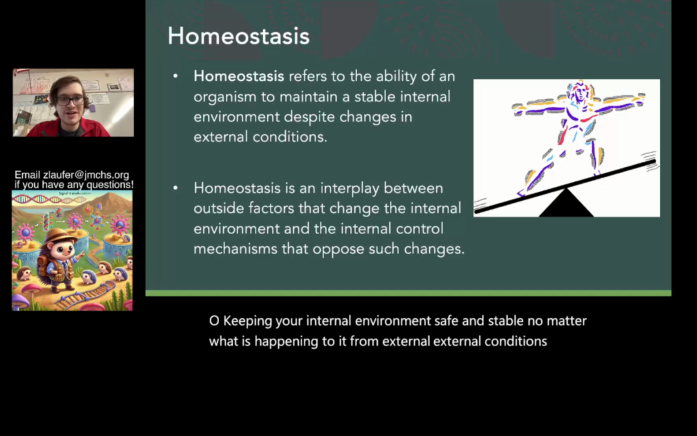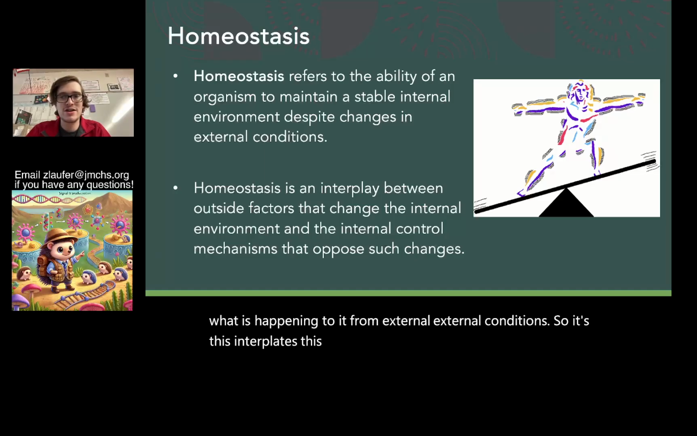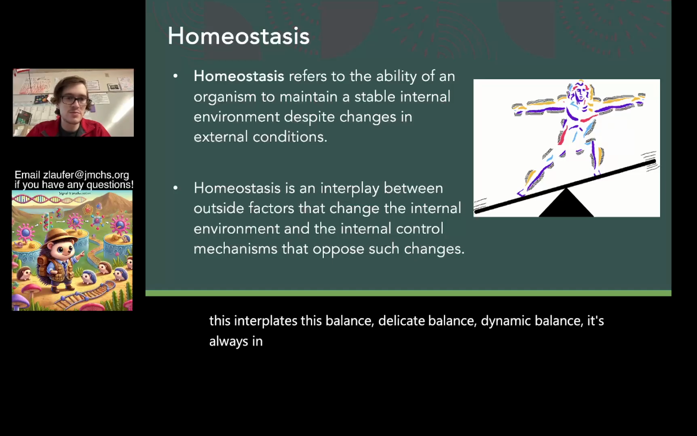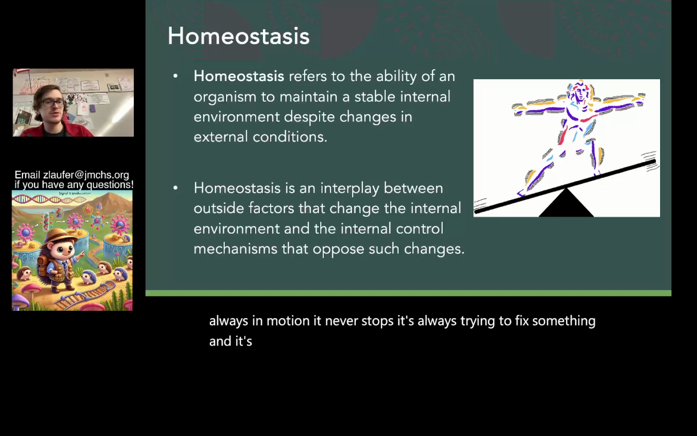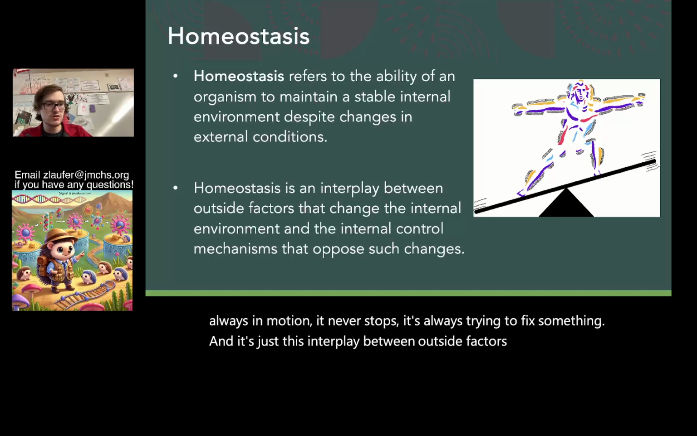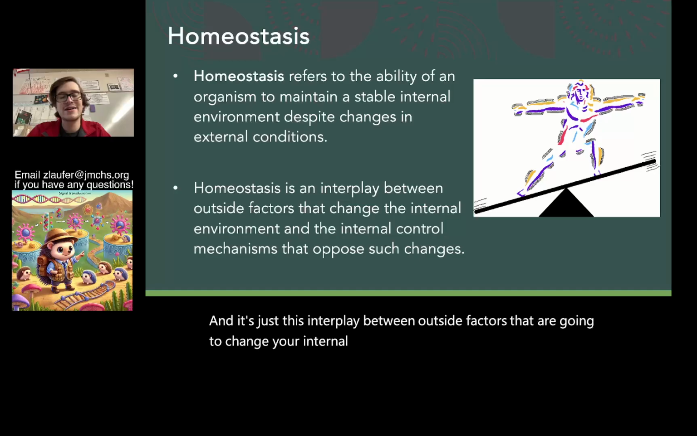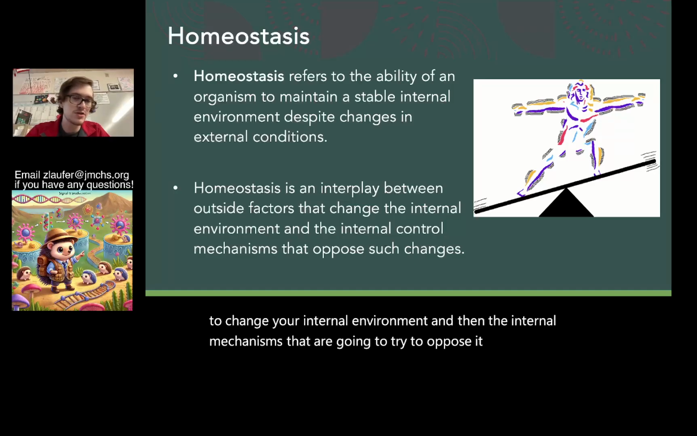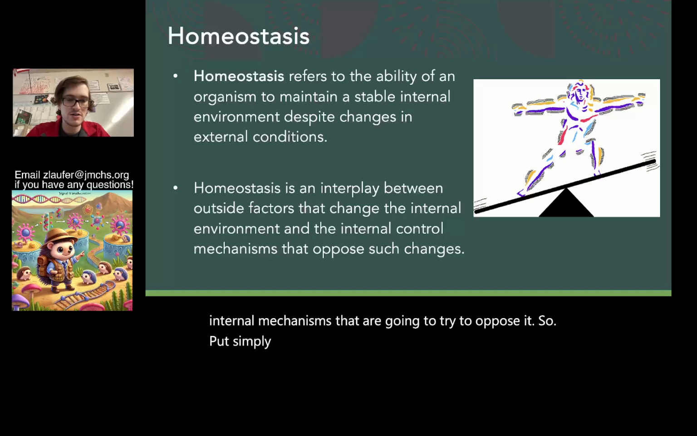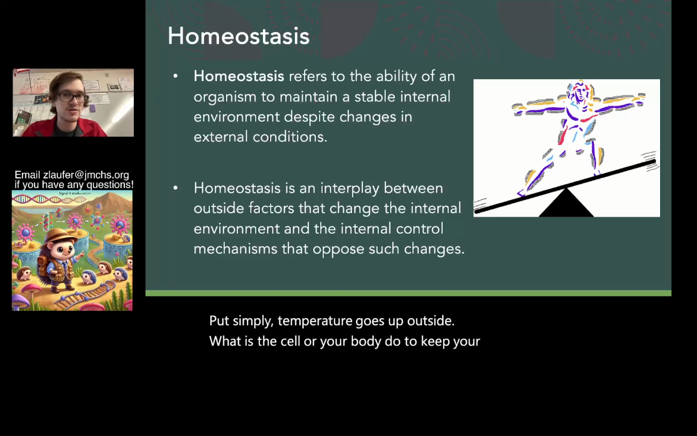So it's this interplay, this balance, delicate balance, dynamic balance. It's always in motion. It never stops. It's always trying to fix something. And it's just this interplay between outside factors that are going to change your internal environment and then the internal mechanisms that are going to try to oppose it. So, put simply, temperature goes up outside. What does the cell or your body do to keep your temperature from going up on the inside?